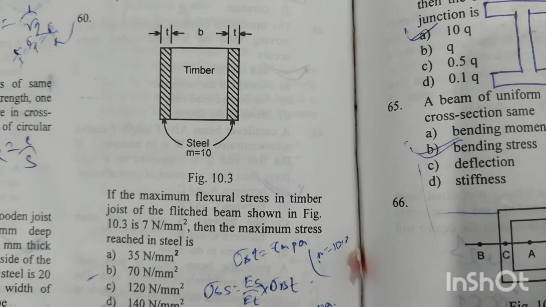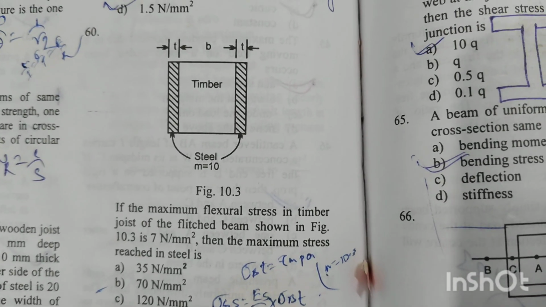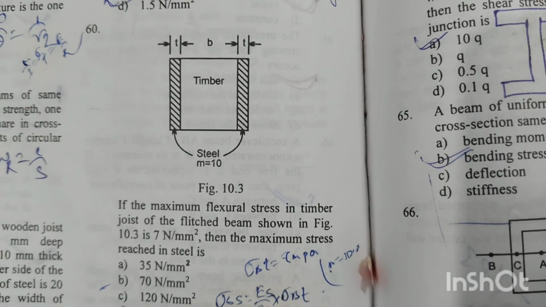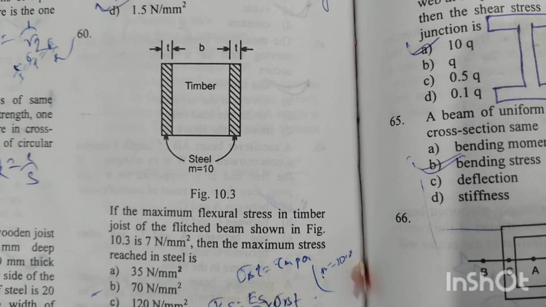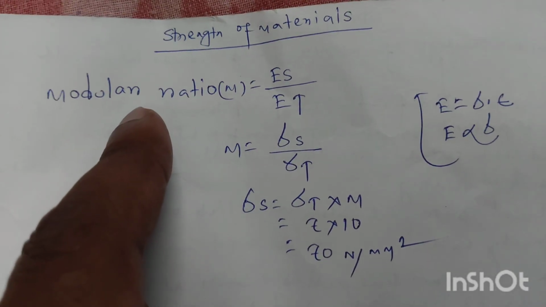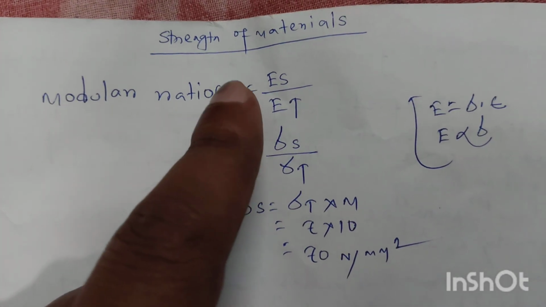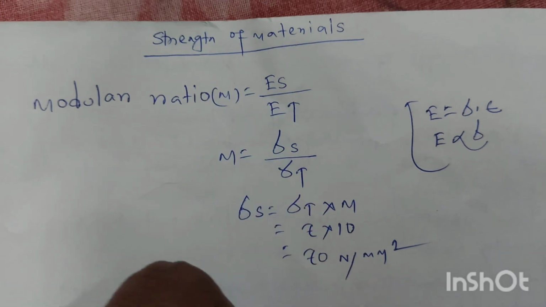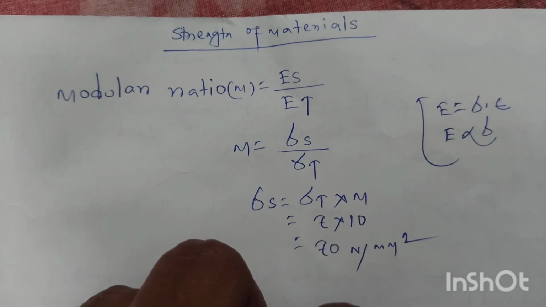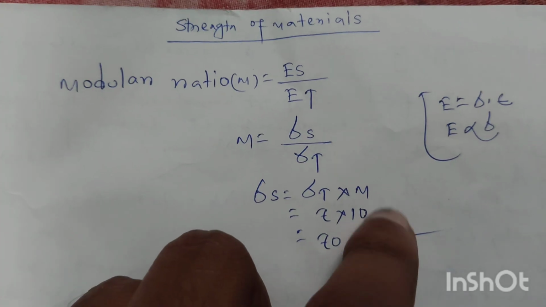If the maximum flexural stress in the timber joist of the flexed beam shown in figure 10.3 is 7 Newton per millimeter square, then the maximum stress reached in steel is? We know the formula for modular ratio. M is equal to ES by ET. ES is the modulus of elasticity of steel and ET is the modulus of elasticity of timber.